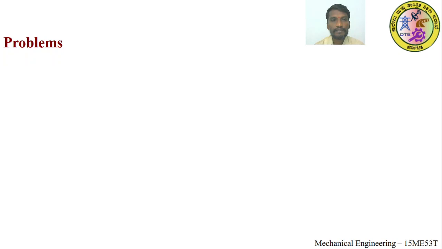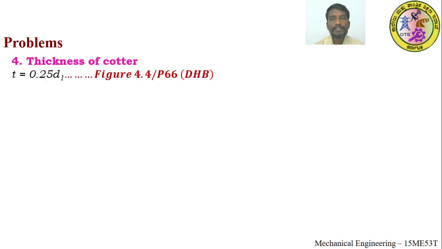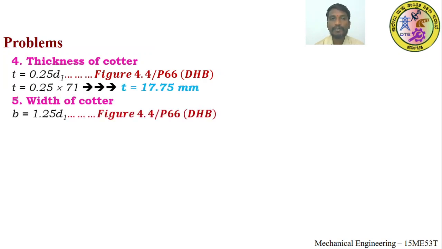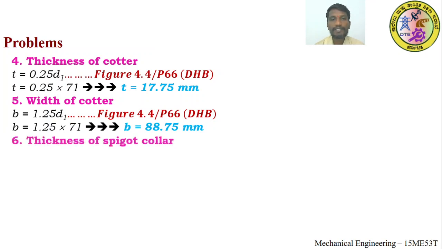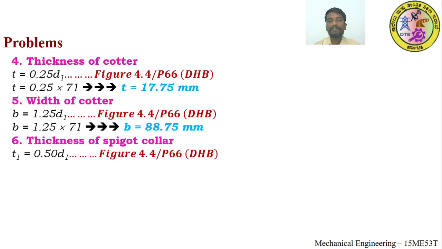Then point number 4. Thickness of the cotter, t is equal to 0.25 times d1 as per figure 4.4, we get 17.75 millimeter. Also the width of the cotter, b is equal to 1.25 times d1 from figure 4.4, and we get b is equal to 88.75. The sixth one is the thickness of the spigot collar, t1 is equal to 0.5 times d1 from figure 4.4 on page number 66.